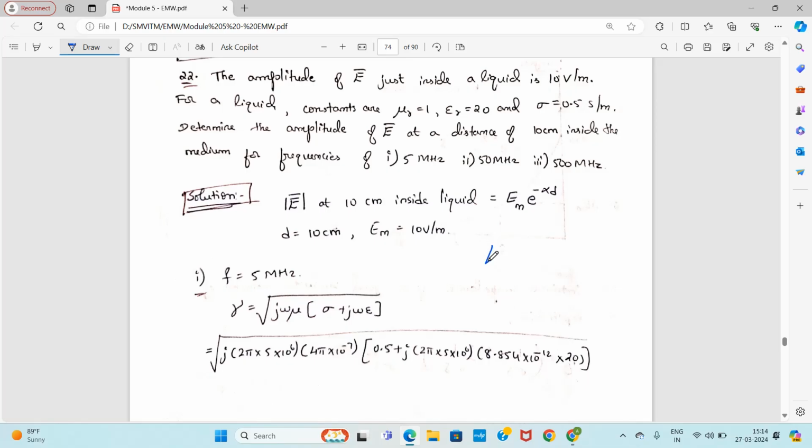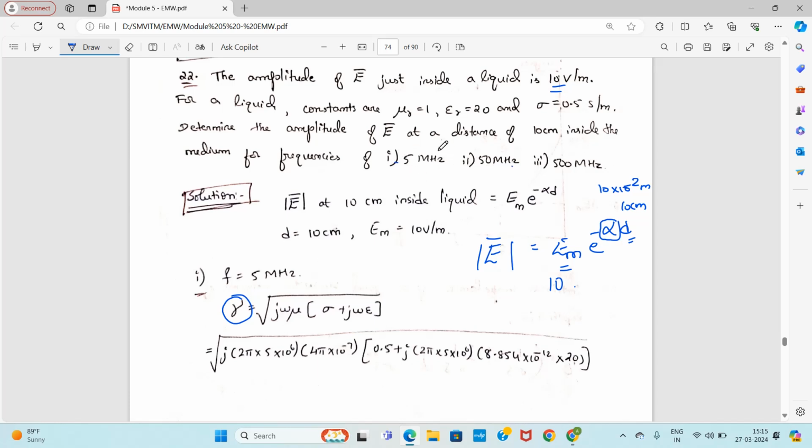You need to know that the total amplitude of the signal is going to be the maximum amplitude into the attenuation factor. Maximum amplitude is given as 10 volt. Now we have to find the attenuation factor alpha. Distance is also given, 10 centimeter, that is 10 into 10 power minus 2 meters. To substitute and find the answer, you need to find the alpha value. To find alpha, you first have to find gamma, the propagation constant, which is given by this formula. All this data is mentioned in the question. You have to do it for three different cases.